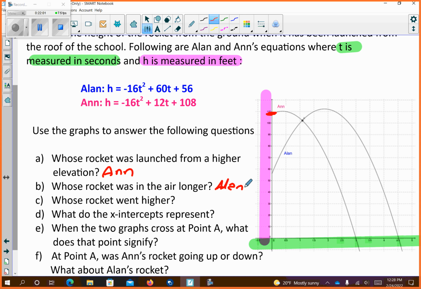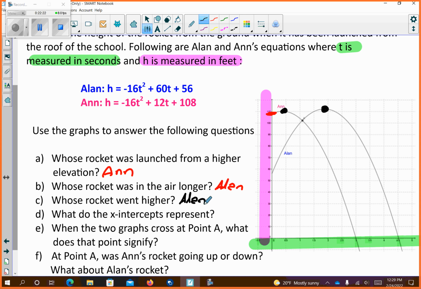Even though Ann launched from a higher location, her rocket didn't get up a little higher. Whose rocket went higher? Well, whose vertex appears to be the highest? Here's a vertex here, and here's a vertex here. Alan appears to have, I mean, it's pretty close, but it appears that his went higher.